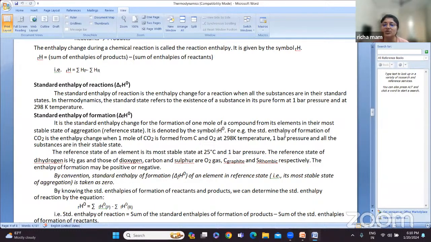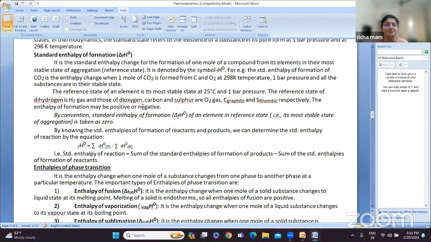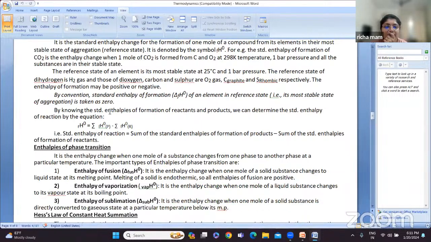For the standard enthalpy of formation of carbon dioxide, the enthalpy change will be when 1 mole of carbon dioxide is formed. So how is 1 mole of carbon dioxide formed? From carbon and O2, at 298 Kelvin, that is the standard temperature, and 1 bar of pressure, and all the substances will be in their stable state. So this is the meaning of standard enthalpy. All the substances will be in their standard states. So this is about the enthalpy.